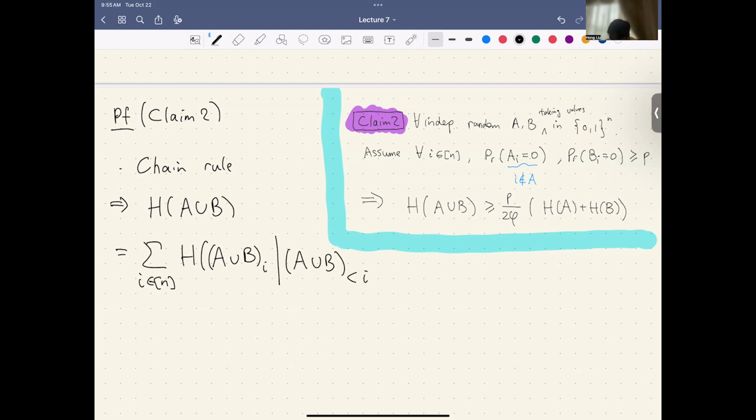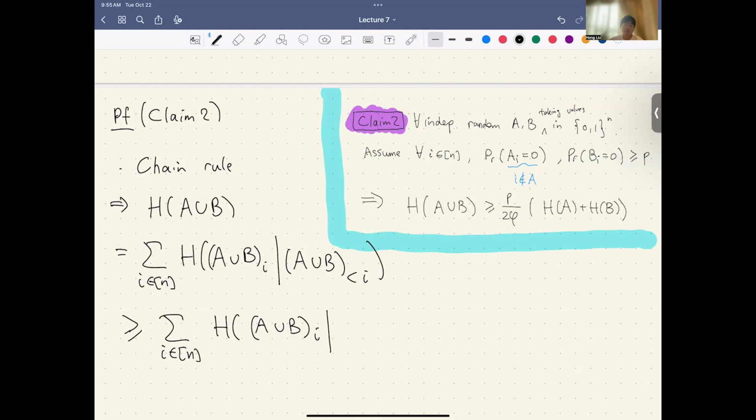And previous coordinate, I again use this notation. Okay. All right. Now we're gonna use this dependence property again. We're gonna lower bound this by h of A union B i. Now we're gonna replace the conditioning by more information.